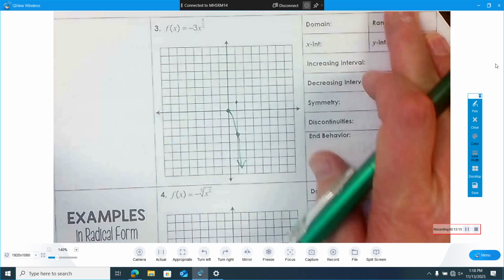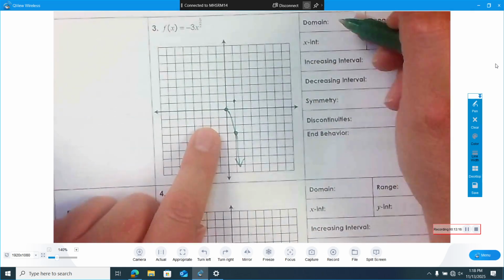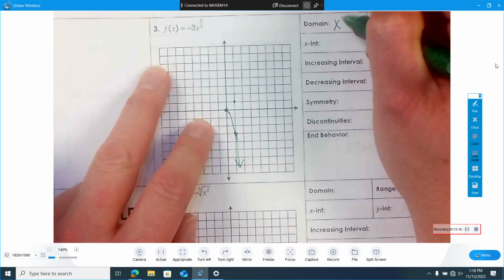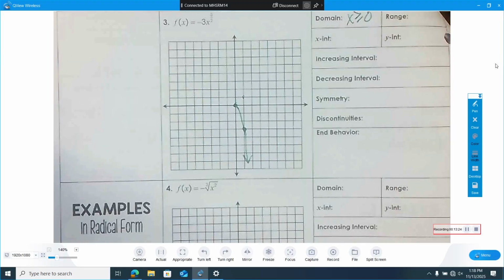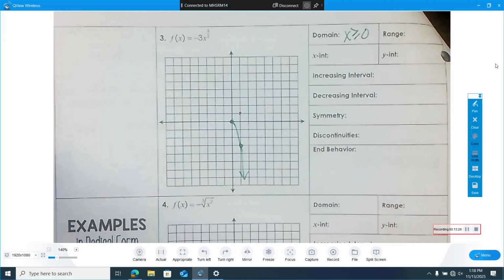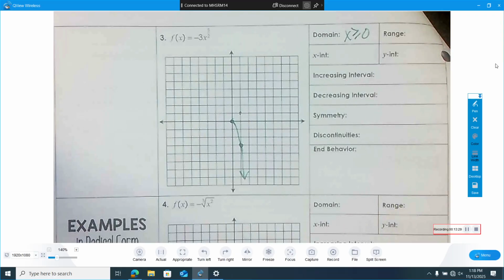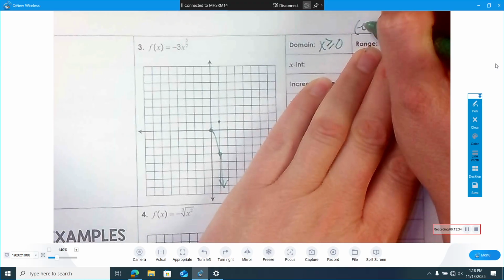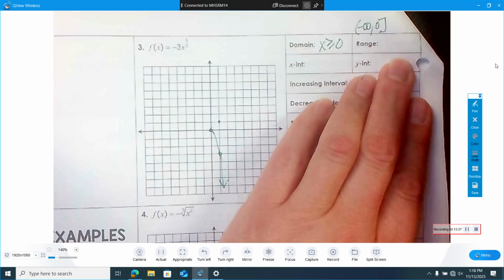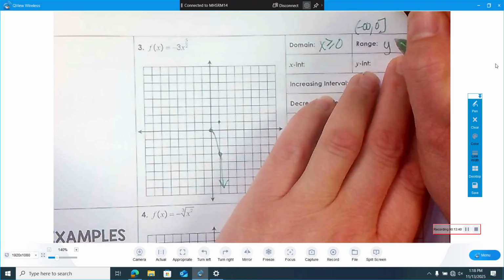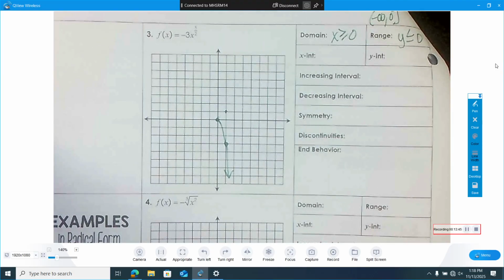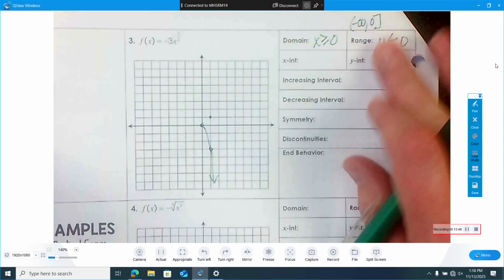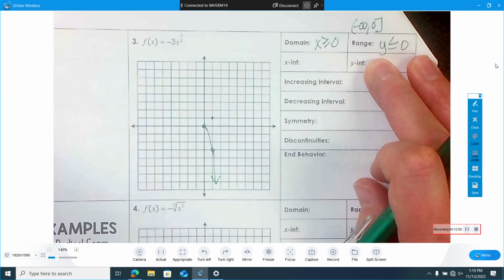It's very interesting. What's our domain? 0 to infinity, or x is greater than or equal to 0. What's the range? Negative infinity to 0. And what did you say, Thomas? Y is less than or equal to 0. Yes. Awesome. Thank you. Beautiful. So same thing there. Y is less than or equal to 0. So either of those is great.